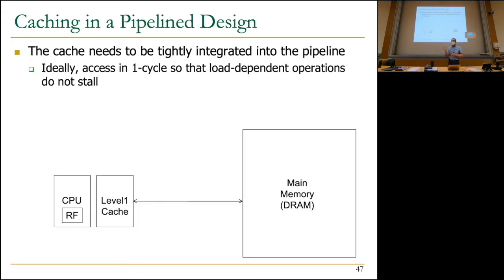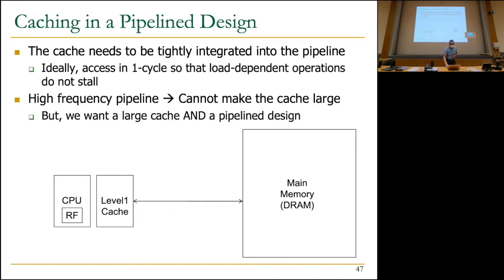So ideally, your level 1 cache should supply the data as quickly as possible, ideally in one cycle, so that load-dependent operations do not stall. So if you have a high-frequency pipeline, this means that you cannot make the cache large, because if your frequency is large, you need to get the data in one cycle. Your cache cannot be very large, otherwise it will take too long to access, right? But we want a large cache and a pipeline design ideally. So how do you get that?